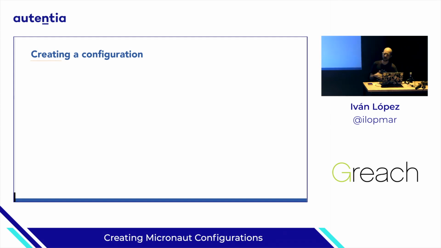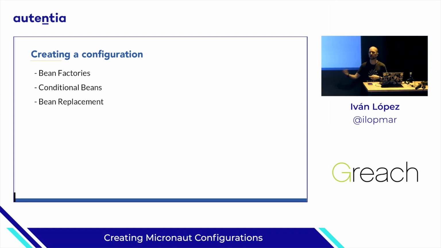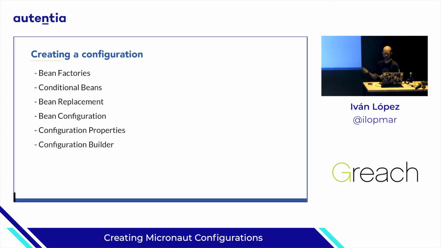So when you create a configuration, you have a lot of options that Micronaut offers you. You can create bean factories to create these Micronaut beans. You have conditional beans. You can replace beans, which is useful if you want to replace one bean that Micronaut provides to implement your own logic. You have bean configuration, configuration properties, configuration builder, each property, each bean, and a lot more options.